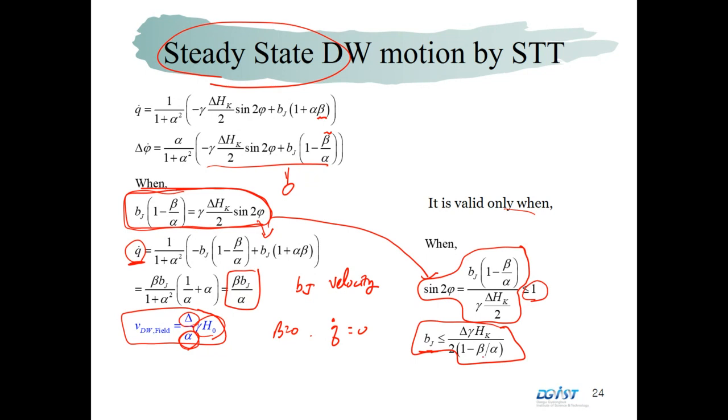And if beta is 0, we have this relationship. So anyway, if Bj, the driving current, is smaller than a certain value, the domain wall has an intrinsic pinning if we don't care about the non-adiabaticity. But with the non-adiabatic STT, the domain wall can move.